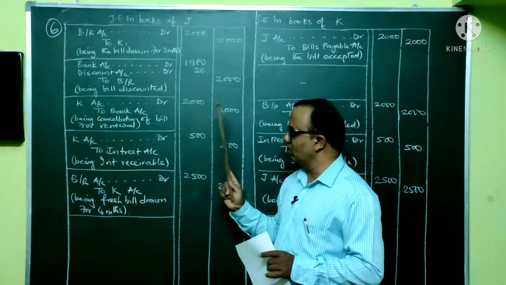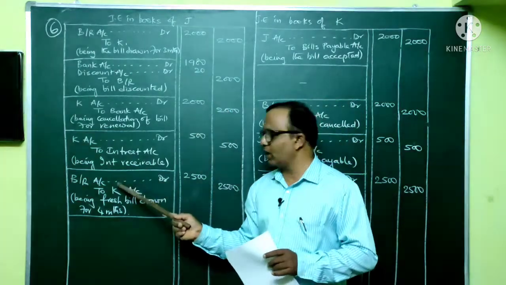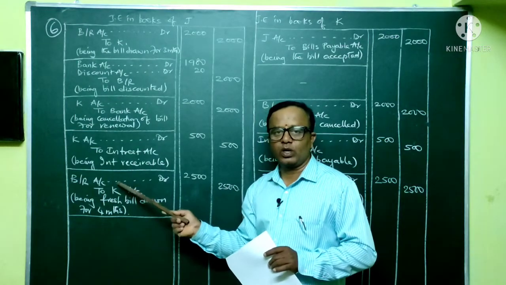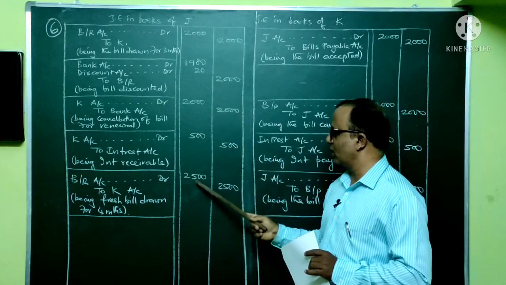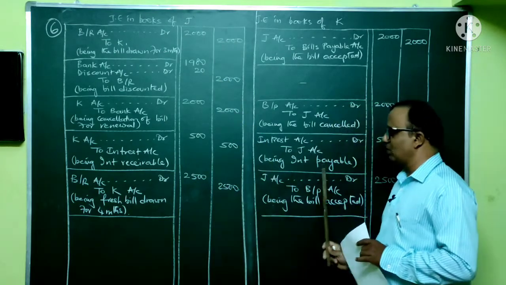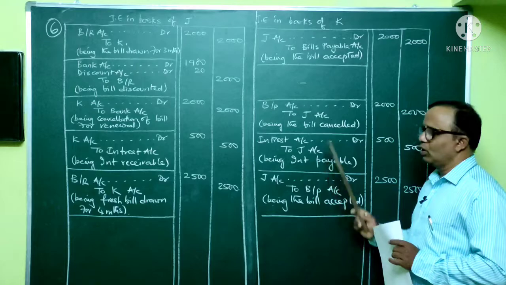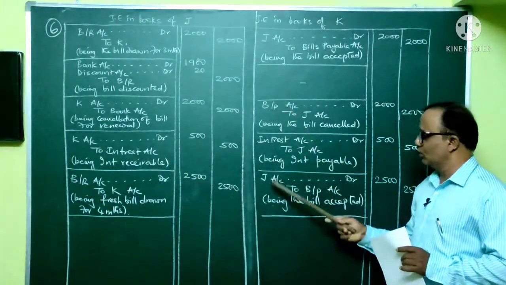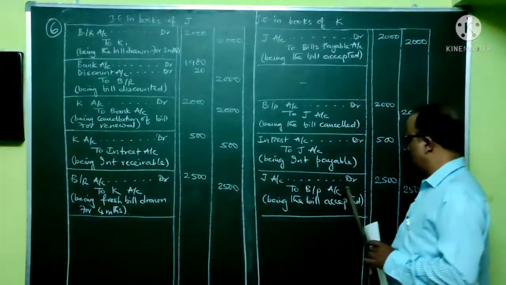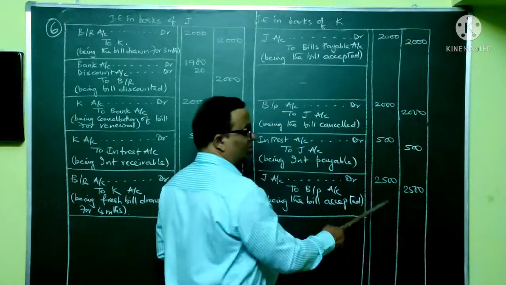So when he is drawing the bill, the entry will be bills receivable account debit to K, bills receivable account debit to drawee, with the original bill amount plus this particular interest, 2500, whereas he has accepted the bill. When he has accepted the bill, drawer account debit to bills payable. So J, drawer is nothing but J. So J account debit to bills payable being the bill accepted. Now the bill amount is 2500.